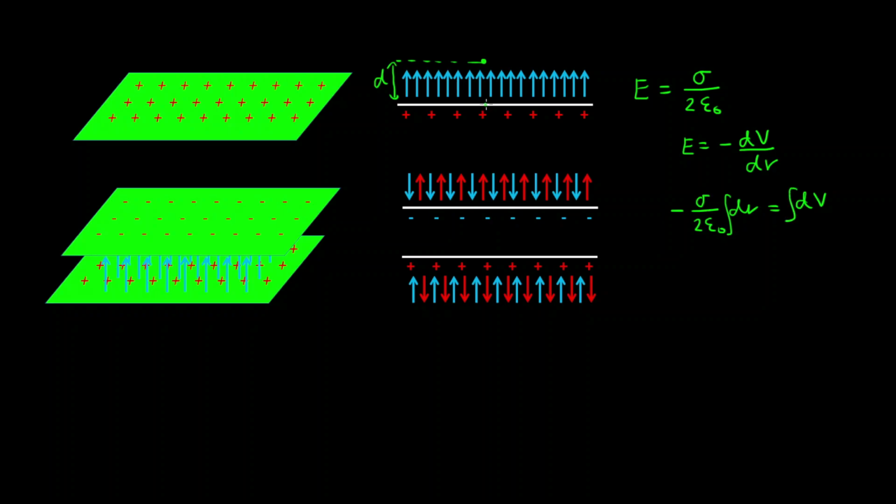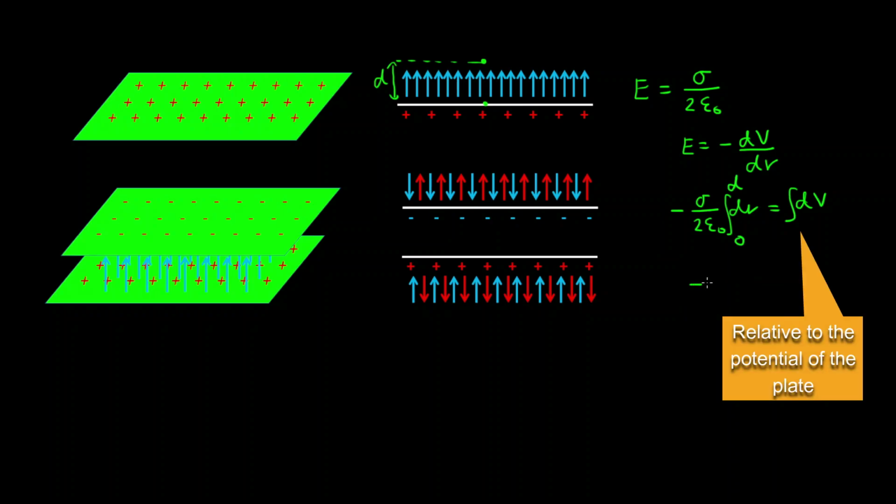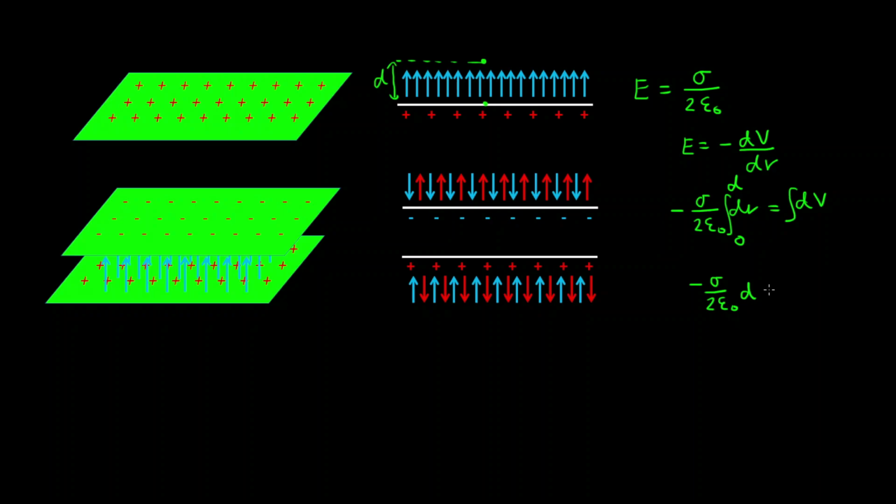And we're going to integrate from 0 to d, so basically getting the electric potential relative to the surface of the plate. So what we get is minus sigma on 2 epsilon 0 by d is equal to the change in potential. So as we can imagine, if we had a test positive charge here and moved it at some distance d away from the plate, then we expect a drop in the potential.